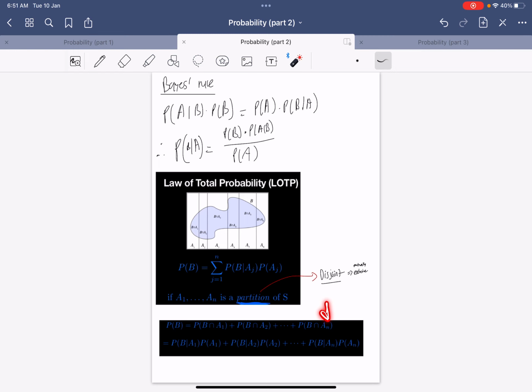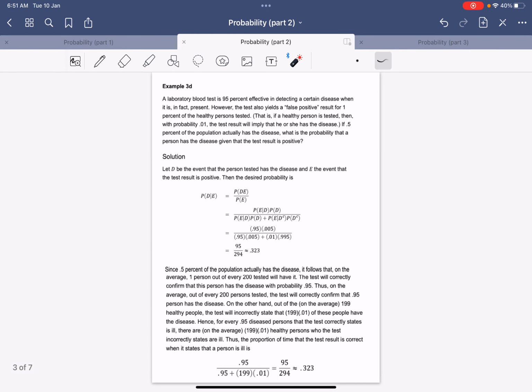So here's the proof, which I've just verbalized. You can read it again for understanding. But it's clearer to see from an actual example. So for example, you know that a blood test is 95% effective in detecting a disease.